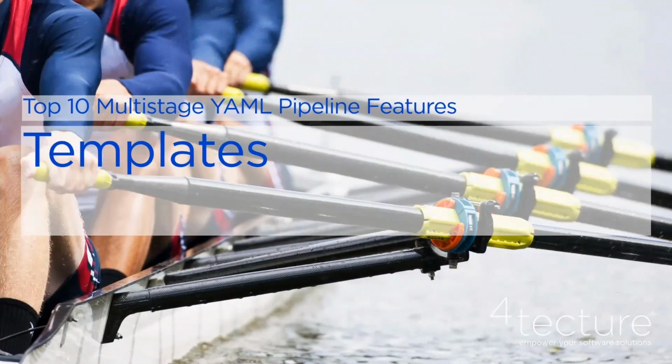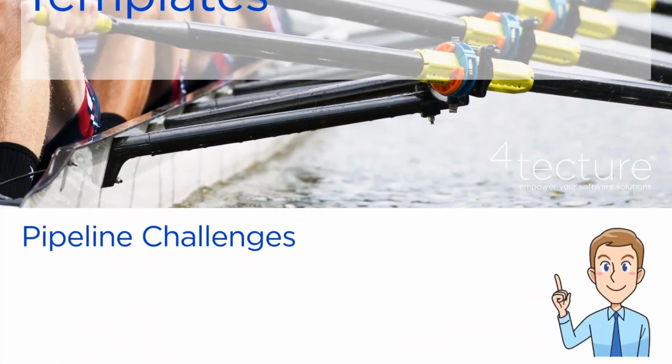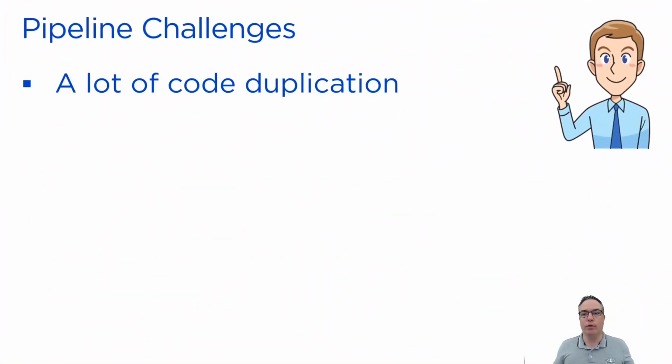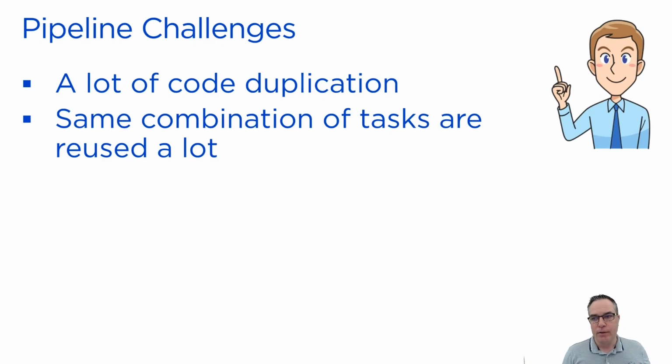Let's talk about templates. When you're dealing with YAML pipelines, you often deal with a lot of code duplication because you're reusing the same tasks over and over. You have 10 different ASP.NET Core applications, so it's basically the same thing. You don't want to copy paste them, because if you change something, you need to change it 10 times. So the same combination of tasks should be reused, and this is what we call a template. Instead of copy pasting those tasks, we are referencing a template.